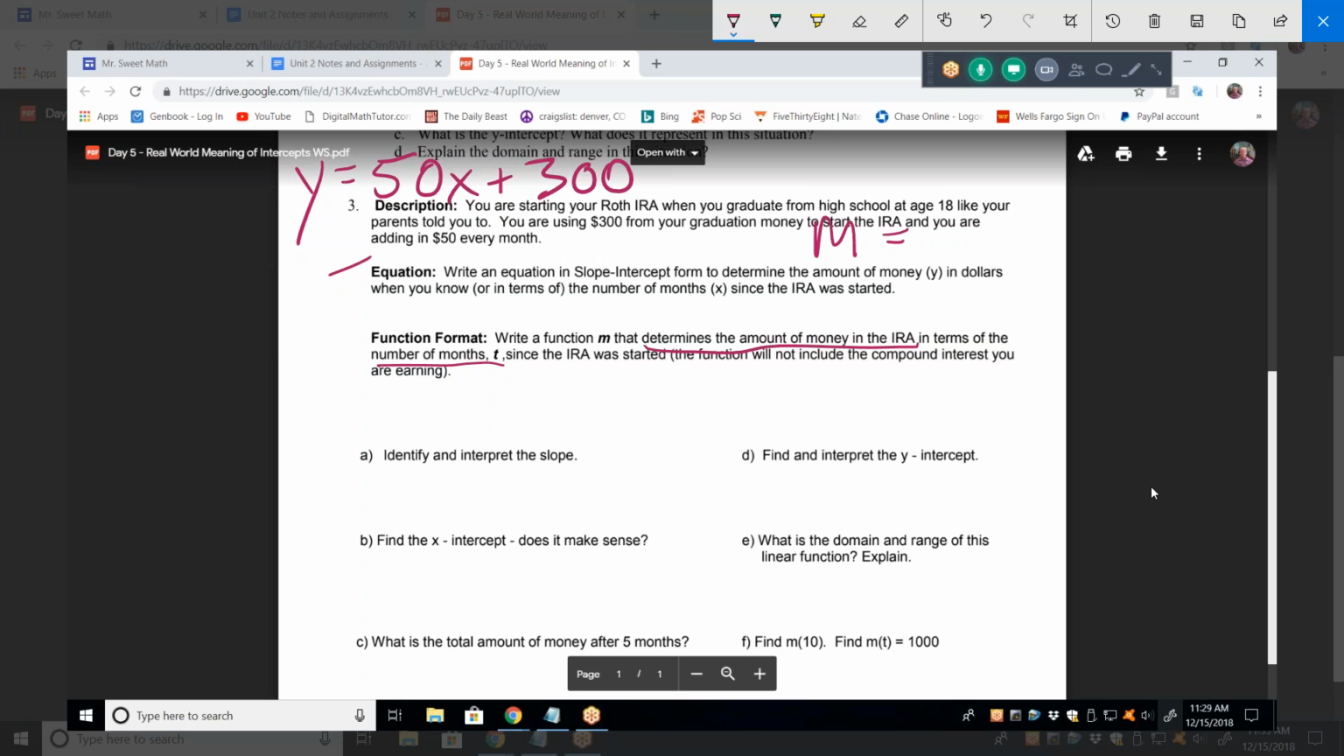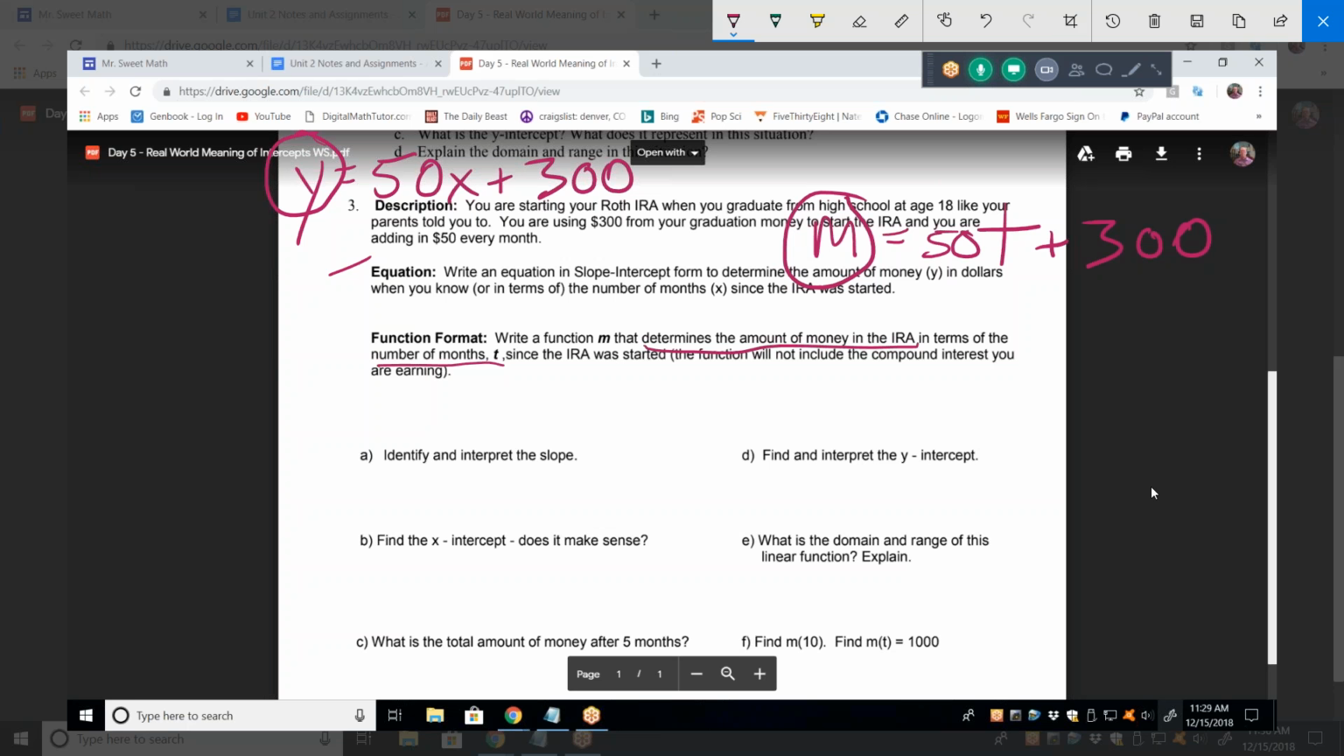M equals. Instead of x, they're letting t be the number of months. So then would it be 50t plus 300? You got it. In other words, this is the same as this. The total amount that you put in. Okay. Does not include any interest that you earn. So there's no difference between y and m.